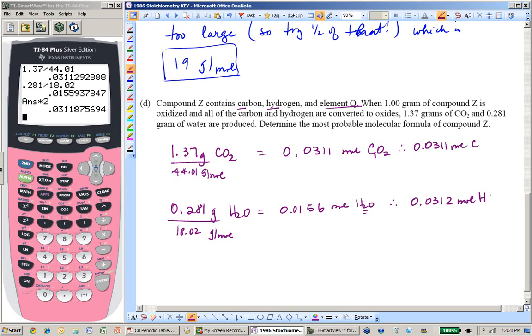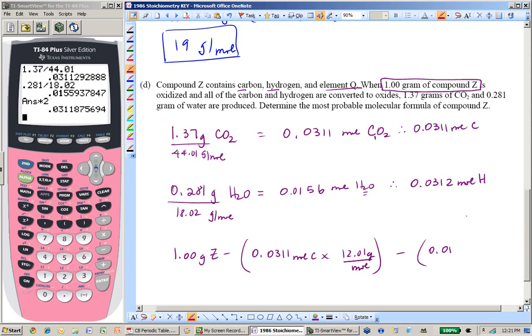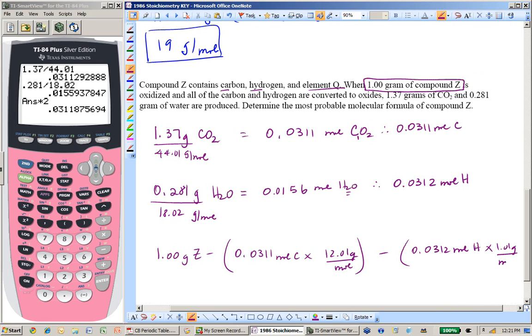of hydrogen. And now, how do we go get the Q? Because we've got our moles of carbon, we've got our moles of hydrogen. It's looking pretty good. They're 1 to 1. And now, what do I do about the Q? I need the grams of Q. Oh, easy enough. It was a 1 gram sample. Aha, 1 gram compound of Z, so just subtract. So 1.00 grams of Z minus grams of carbon, which will be 0.0311 mole of carbon times 12.01 grams per mole. That'll get me grams of carbon minus, same song, second verse for hydrogen, 0.0312 moles of hydrogen times 1.01 grams per mole for the hydrogen.